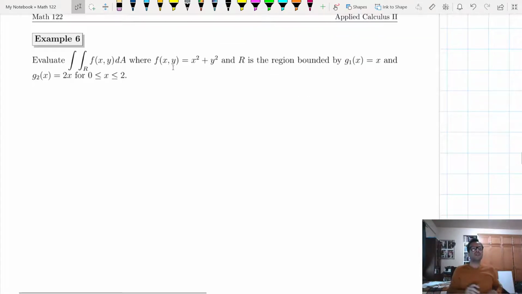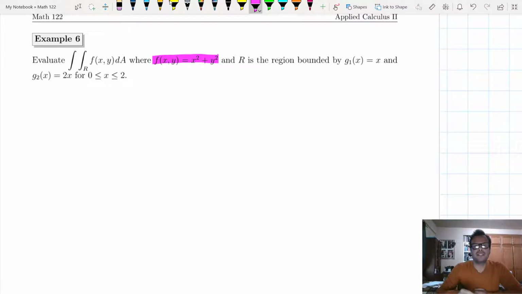Suppose we want to integrate the function f of x, y equals x squared plus y squared. And in this case, R is the region bounded by g sub 1 of x equals x. Okay, so that's the first region, and this is the second region.